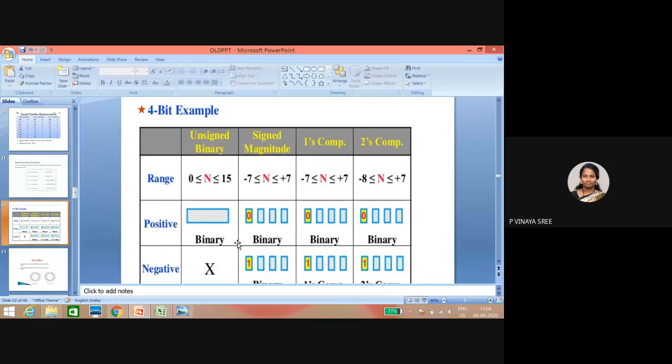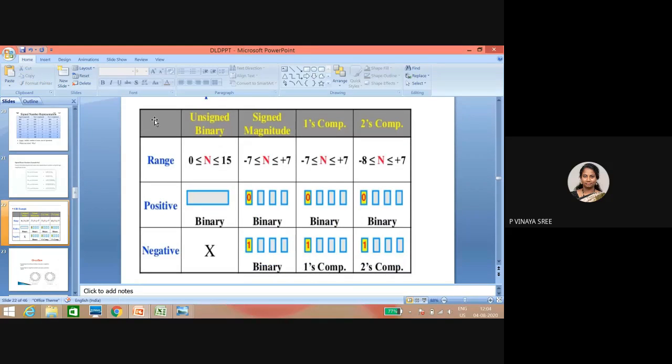See here, 4 bit example. If it is a positive number, meaning unsigned binary, then you can utilize the complete n bits. And coming to signed numbers, for the entire 4 bits, you have to represent both negative as well as positive.